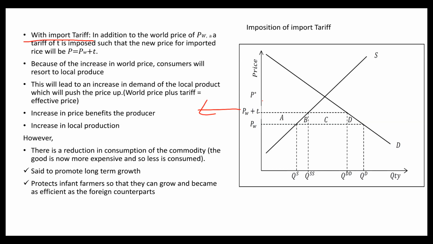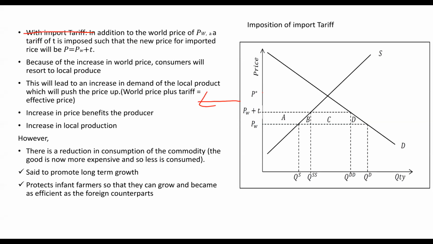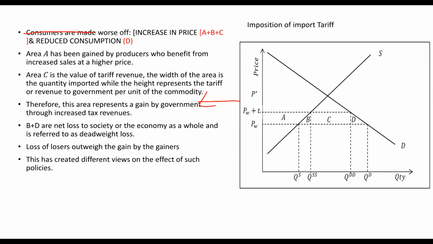What is demanded also reduces to QDD, right? QDD. So why should it reduce? Because the commodity has really become expensive this time around, and we can't just manage it. So some people can't manage. It is that difficult and that challenging. So this is said to promote long-term growth. The protection of infant farmers is there so that they can grow and become as efficient as their foreign counterparts. All right. So the idea is to make them as efficient as the foreign counterparts.